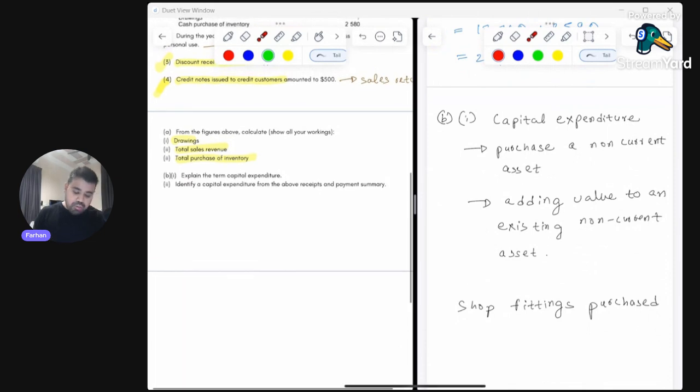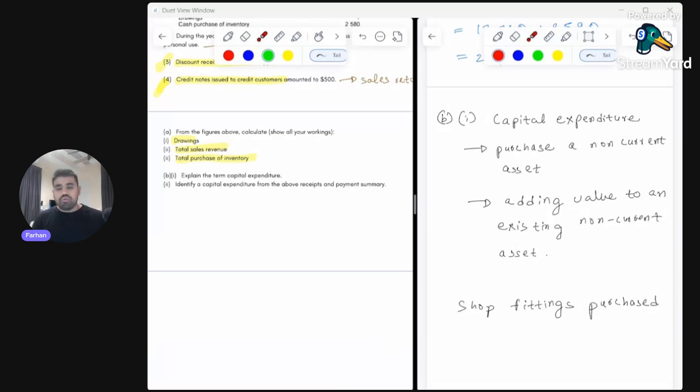Now, part B, which is very easy. Explain the term capital expenditure. So capital expenditure is simply when you buy any non-current asset, because non-current assets are bought for the purpose of generating revenue in your business, because you can utilize these non-current assets in your day-to-day operations. So capital expenditure is when you purchase a non-current asset, and also when you add value to an existing non-current asset. So what do we understand by adding value?